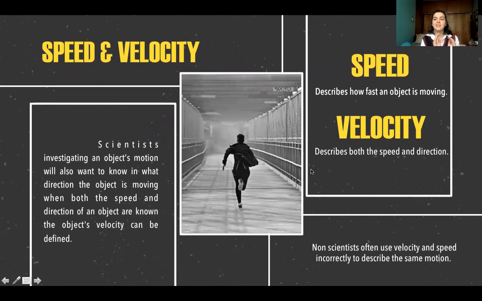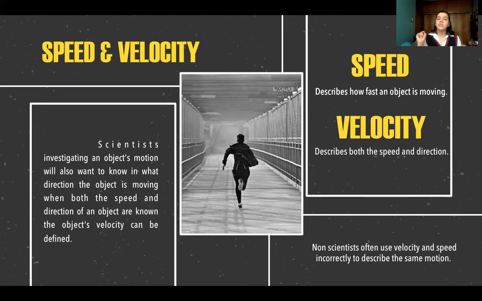So let's discuss speed and velocity. Many people assume wrongly that speed and velocity are the same thing. We might think of that, but they are totally different concepts. In fact, velocity itself involves the concept of speed, but we have to take on a little bit more detail. Scientists investigating an object's motion will also want to know in what direction the object is moving. When both the speed and direction of an object are known, the object's velocity can be defined.